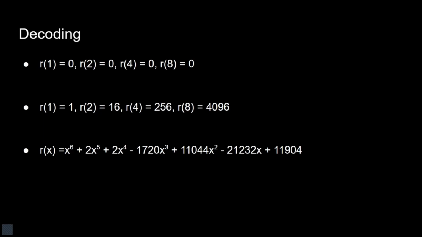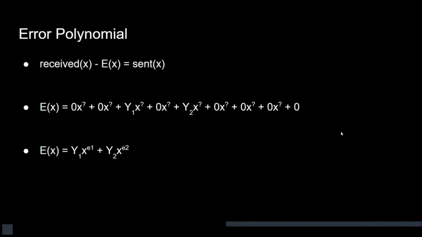If they do not equal 0, then we start error correction by first finding the syndrome polynomial. This message below was received with errors. First, though, we find a new polynomial, the error polynomial. We denote this as e of x. The error polynomial we subtract from the received polynomial to receive the sent polynomial.